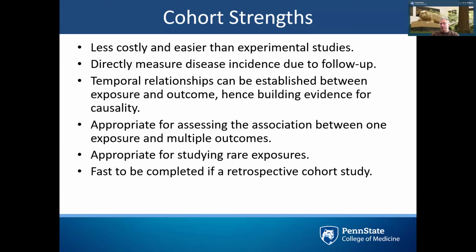They're appropriate for studying rare exposures. So again, just like the case control study is good for rare outcomes, cohort studies are really good for rare exposures. And they're fast to complete if it's a retrospective cohort, because the data has already been collected.